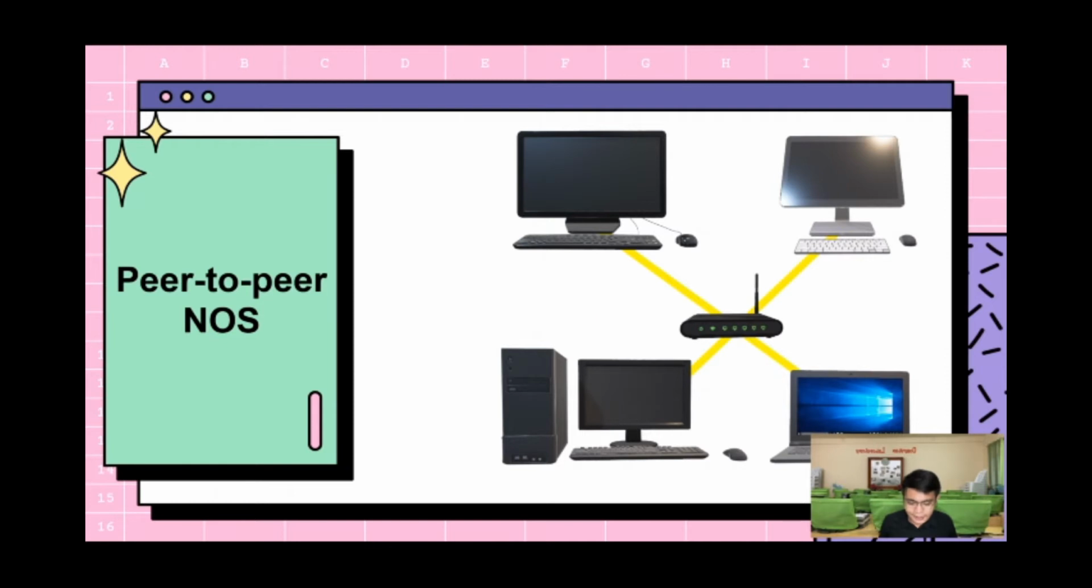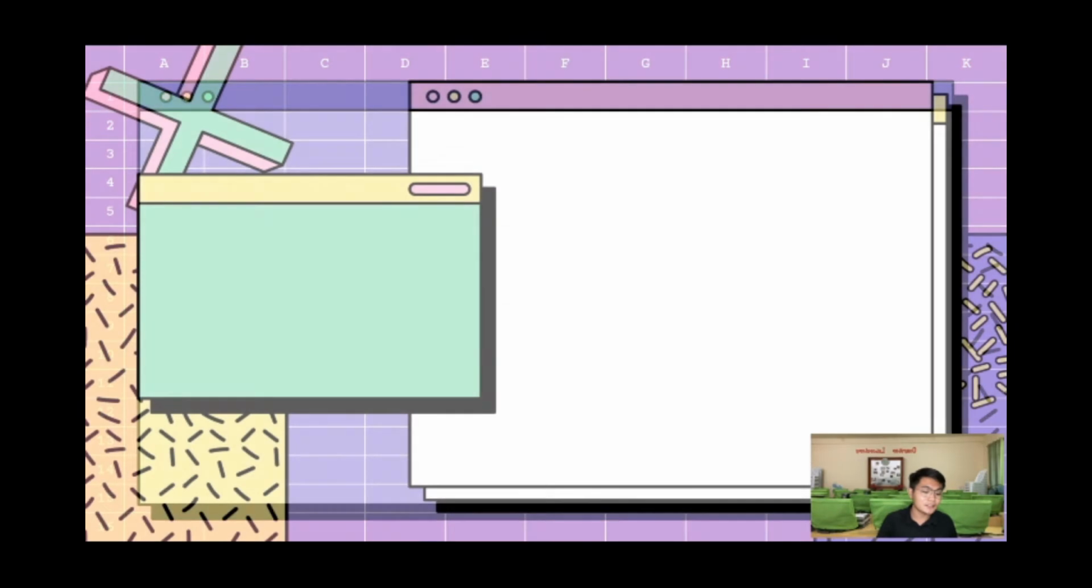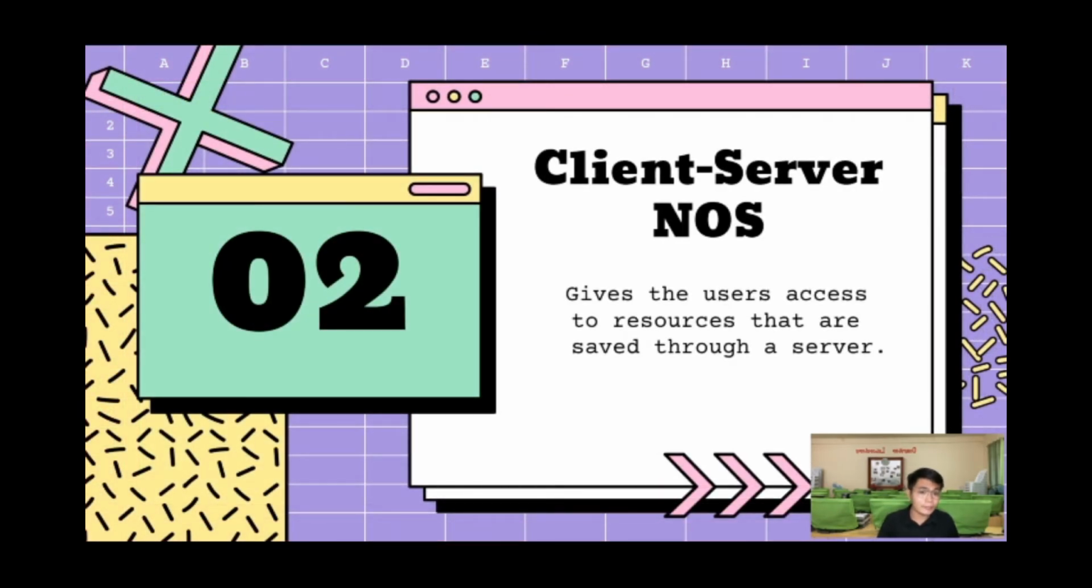And the second type ng ating network operating system ay yung client-server NOS or client-server network operating system. So ito yung kanina pa natin dinidiscuss, yung merong client or yung merong server and then merong number of clients na nakakonect sa kanya within the same network. So it gives the users access to resources that are saved through the server. So lahat ng resources ay nakasave through the server and kailangan or bago magkaroon ng access si client sa mga resources na to, kailangan pa ng permission ni server.